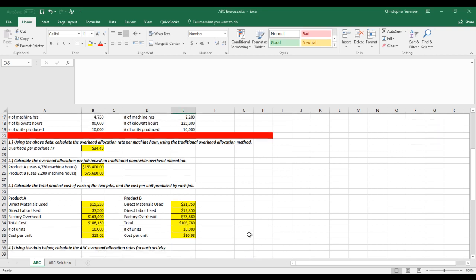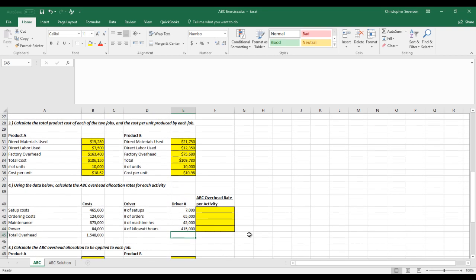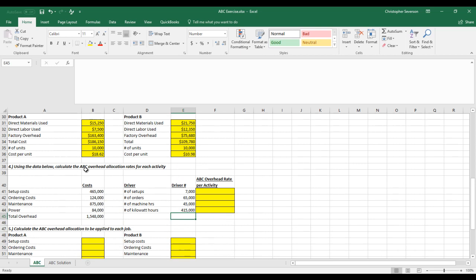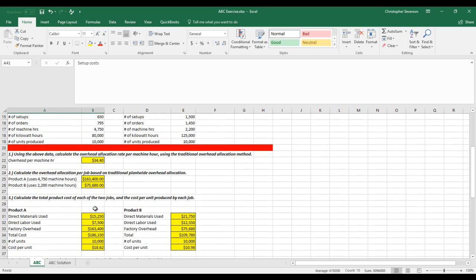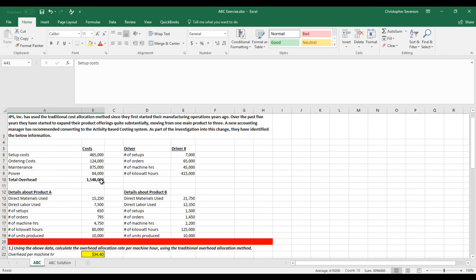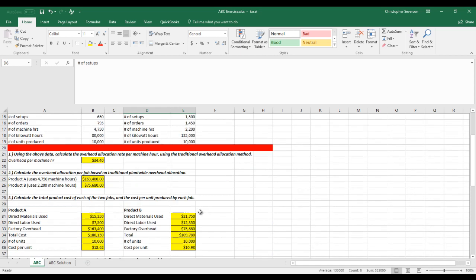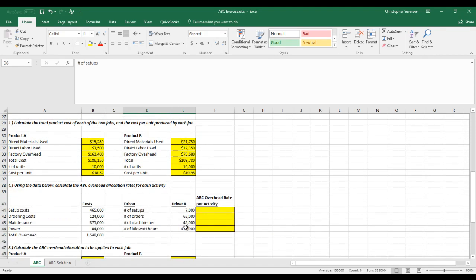So the next step is to take a look at step 4, which has us calculating the activity-based costing overhead allocation rates. Now what you'll see down here are the same categories we had up above, same costs totaling up to $1,548,000, and notice also we brought the same activities and quantities down here. So what we need to do now is calculate a rate per activity.